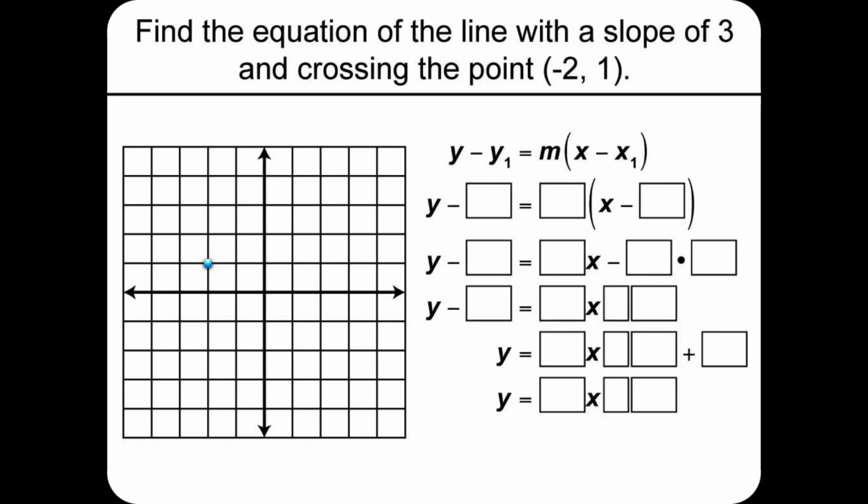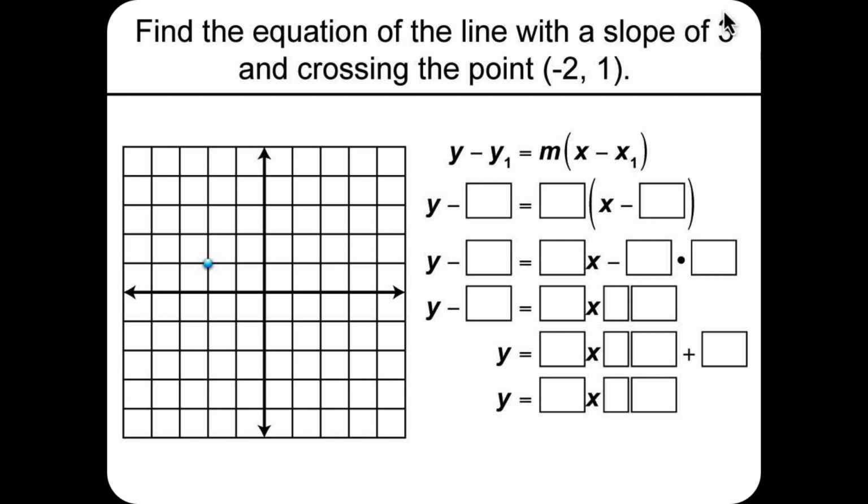Find the equation of the line with a slope of 3 and crossing the point (-2, 1). When you know the slope of the line and one point on the line, use the point-slope form, which is y minus y1 equals m times the quantity x minus x1.